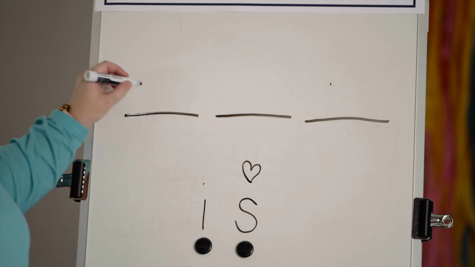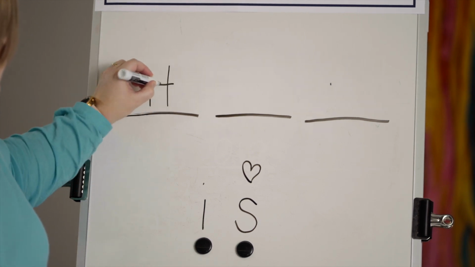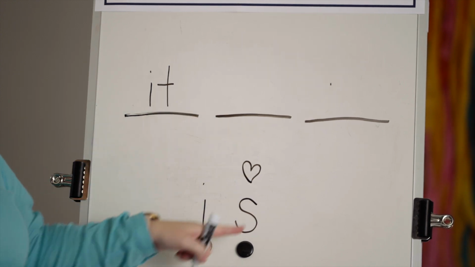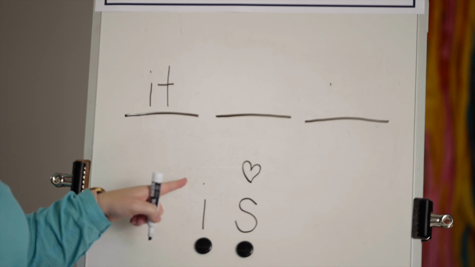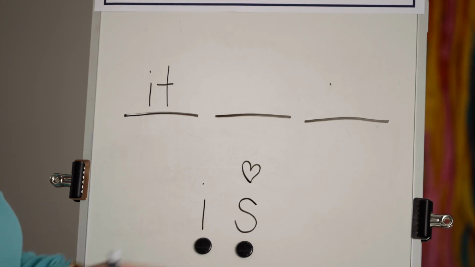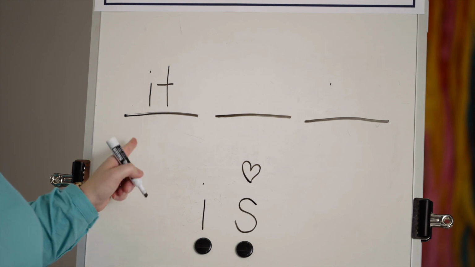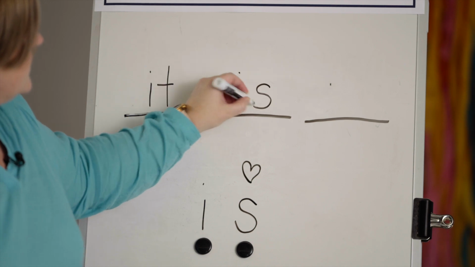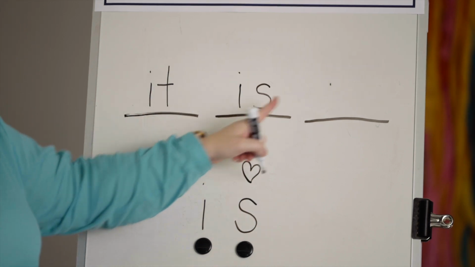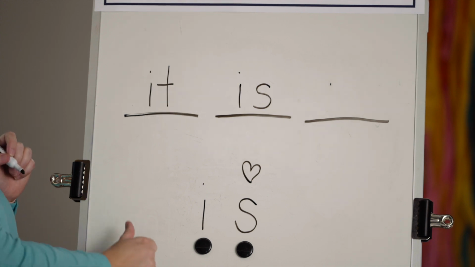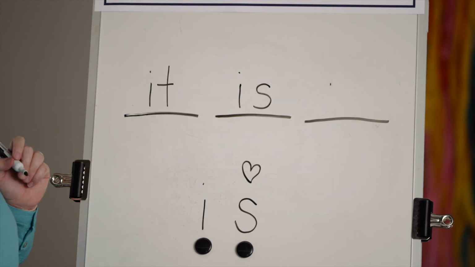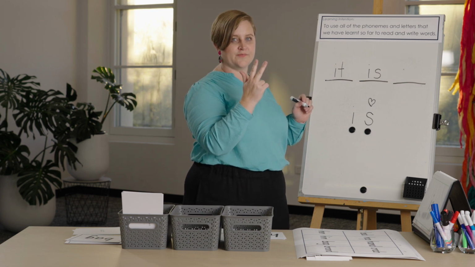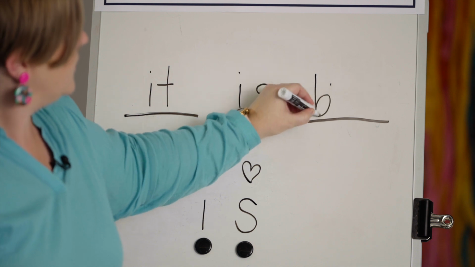Well done. If you need a little bit of help, I've put mine on the board. Our next word is. Oh, we've just learnt that word. Is. Well done. But remember, when we spell is, I-S. Write it down. It is. And the last word is big. It is big. Tap out those sounds. B-I-G. Write it down. Sound it out as you write it. B-I-G.